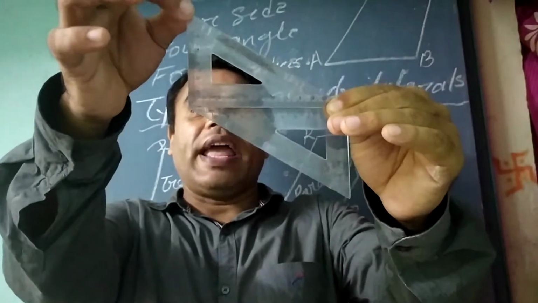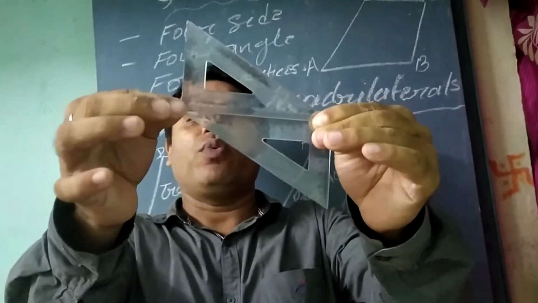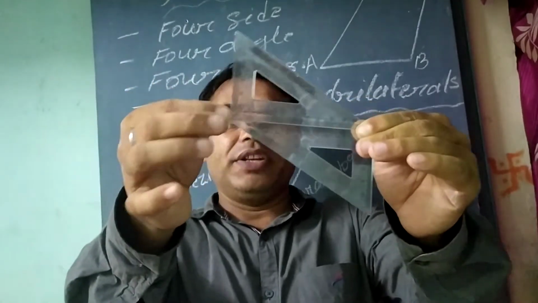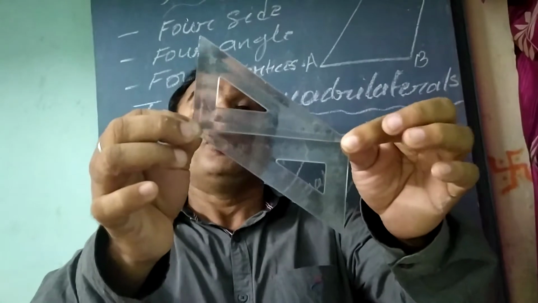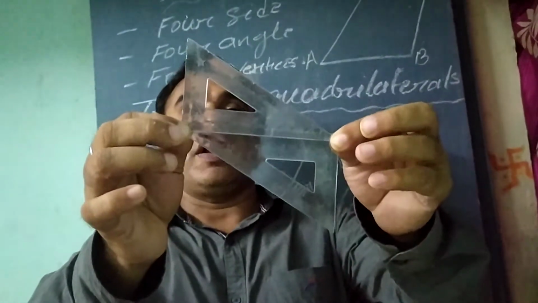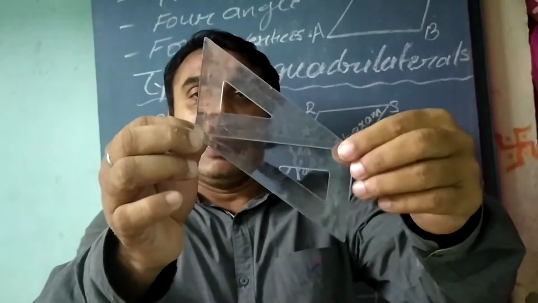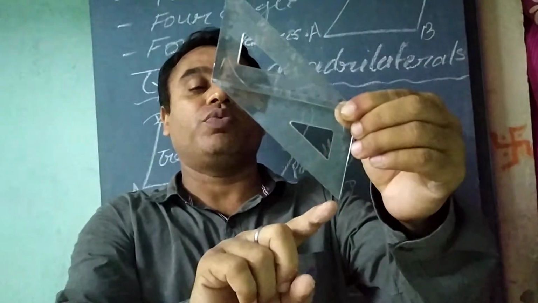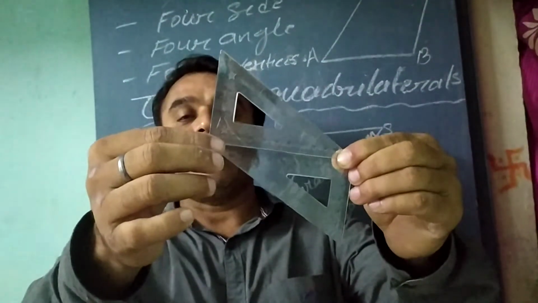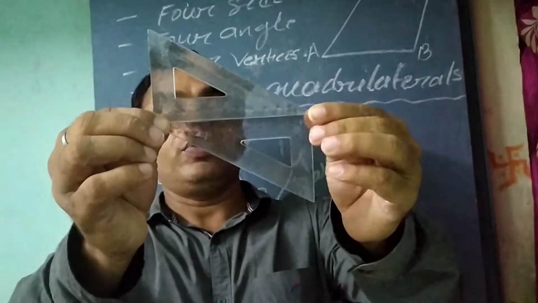And what is the angle? This angle is 60 degree and this angle is also 60 degree. And this angle is 90 plus 30, that is 120 degree, and this is also 120 degree. The sum of all the angles of a quadrilateral is 360 degree, and opposite angles of a parallelogram are equal. As you can see, this one is 60 degree, so this one is also 60 degree. 90 plus 30, that is 120 degree.